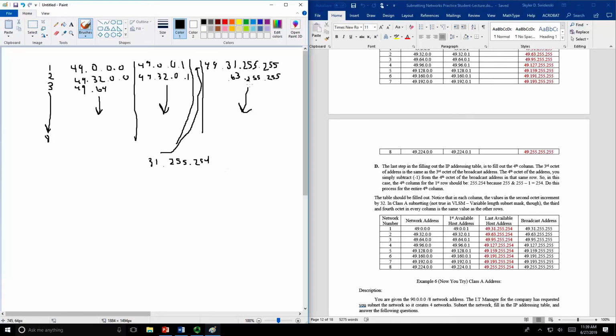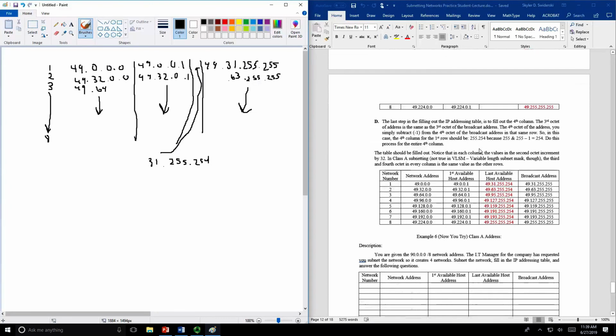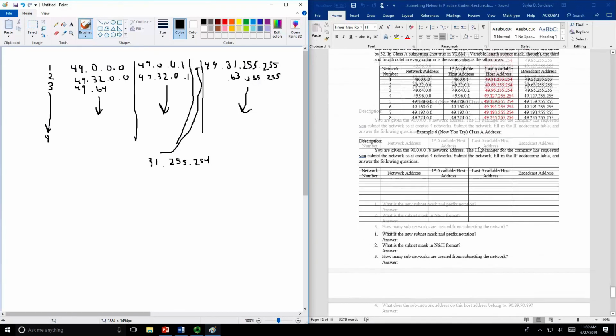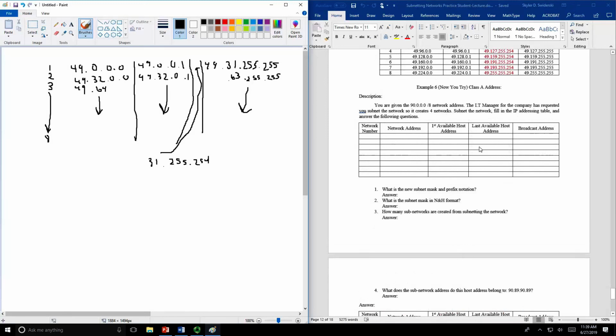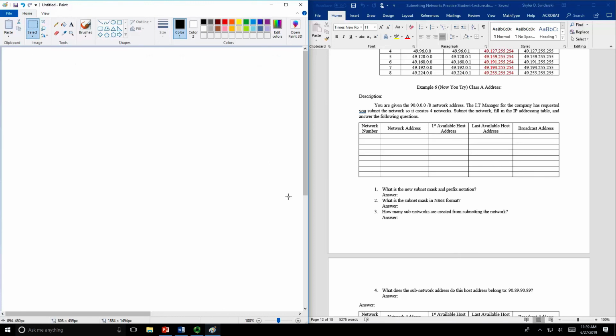Same principles, slight variations. All right, so now we're going to go to the "Now you try" Class A address here. Let's see how much you know, how much you may need to work on, and good luck. So just pause the video, work out the problem, and then I'll go over the answers and give a little summary on how it was accomplished.